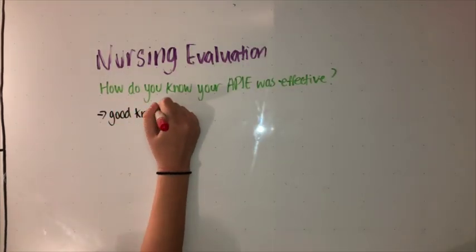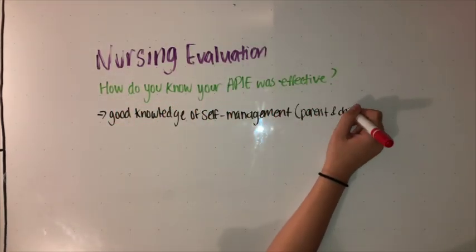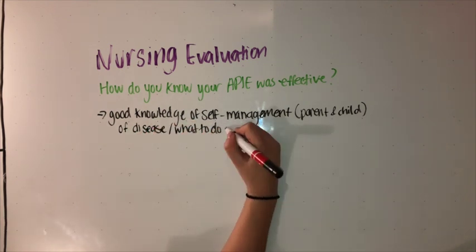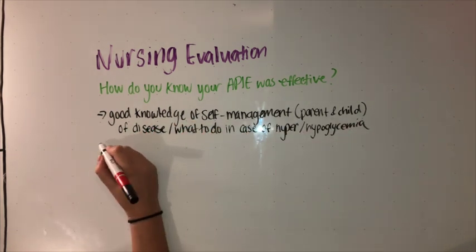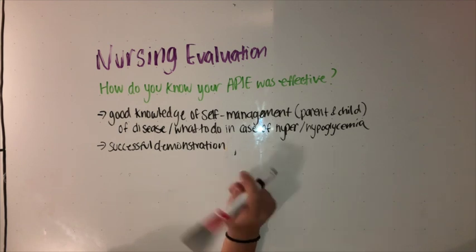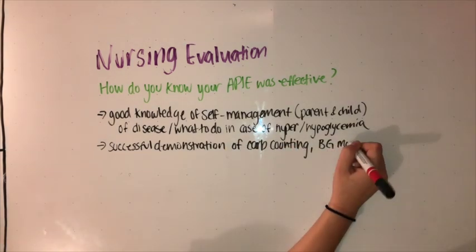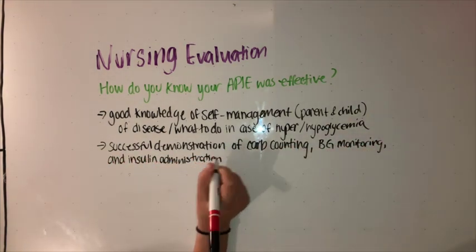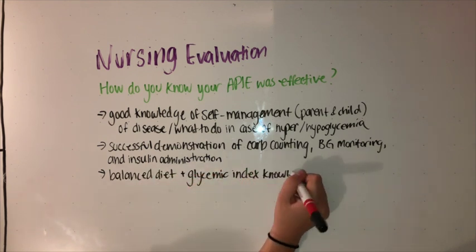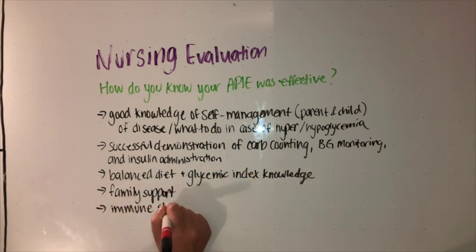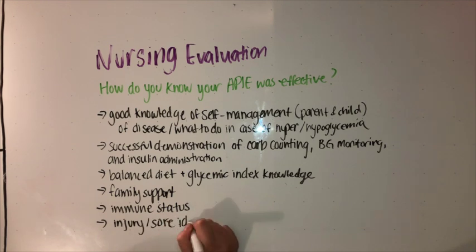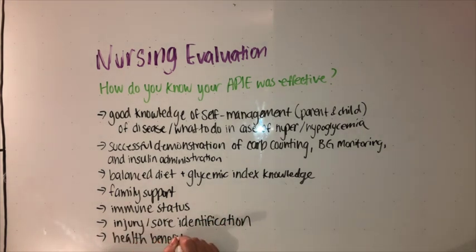So, how do you know your nursing intervention was effective? So, the patient's going to know how to self-manage and what to do in case of any episodes. They're going to know how to carb count, do blood glucose monitoring and insulin administration properly, a balanced diet, family support, and good immune status. They can identify any injuries or sores, and they will basically have all overall health benefits, and affordability of medication won't be an issue.